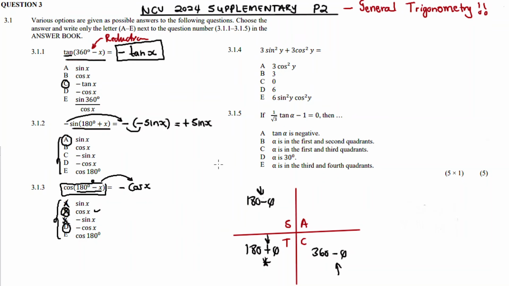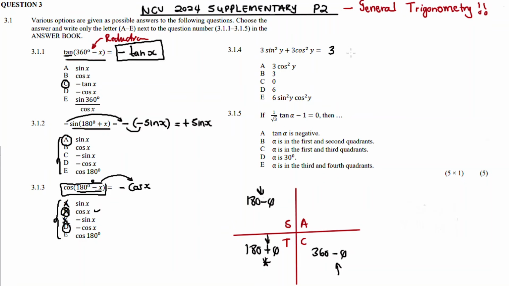Going to 3.1.4, we are working with something totally different. For the first three questions, we were given reduction formulas to solve. To solve this, I think it's obvious that there's a common factor here. I see a common factor, which is 3. Let's take it out. Remember, we are simplifying here.